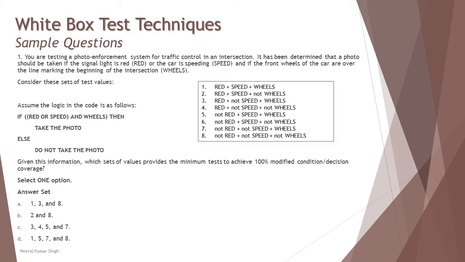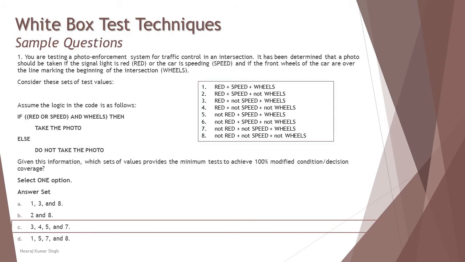So the possible combinations will be 8 because we have 3 inputs, 2 raised to 3, 8 test cases. But to have modified condition decision coverage to its optimum, that is 100%, we need to find out if we keep the other 2 fixed and we change the input of one condition, does the output change? And that's how you select the test cases. So in this case, the right answer is 3, 4, 5, and 7. For more detail on how we picked up 3, 4, 5, 7, you can watch a detailed video on MCDC in the previous tutorials.